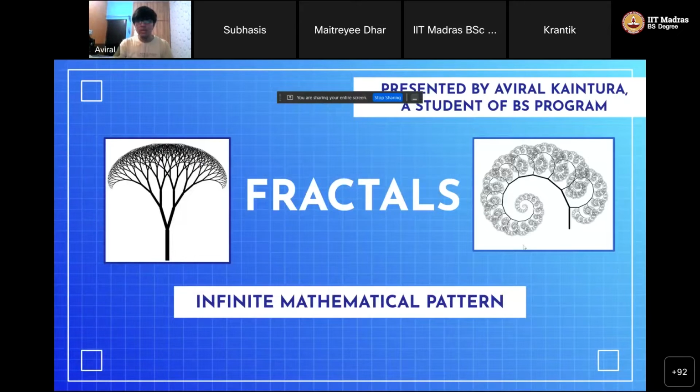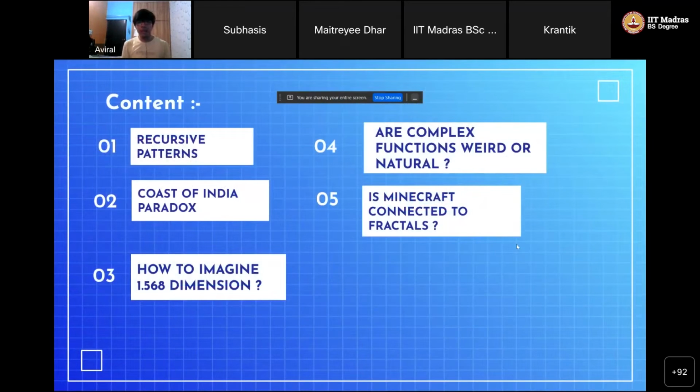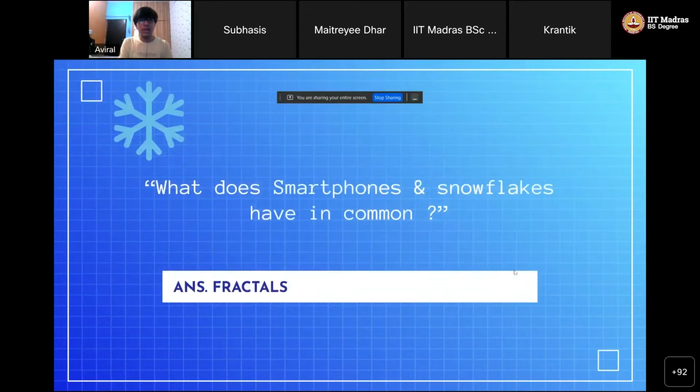So let's move to the contents. I'm going to discuss recursive patterns, which are basically a characteristic of fractals. Then I'm going to discuss the coast of India paradox, and how you imagine a fractional dimension and how complex functions of complex numbers are related to fractals. And at last, I'm going to discuss how Minecraft is connected to fractals. So without any further ado, let's get started.